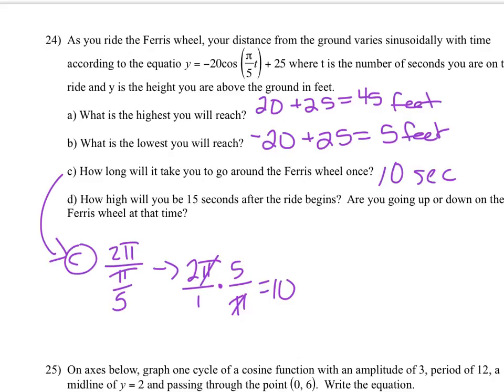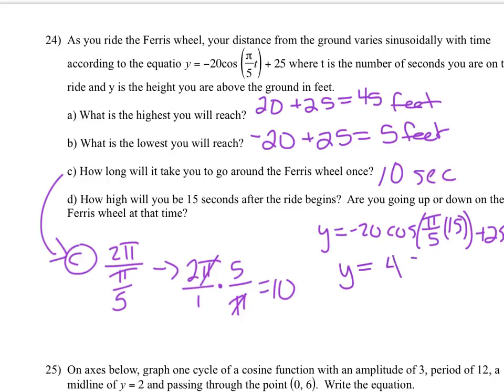How high will you be at 15 seconds after the ride begins? So you have to plug 15 into the equation. So, it's y equals negative 20 cosine pi over 5 at 15 plus 25. So plug that in. So y equals 45. You're at the max, so it's 45 feet. That's nice.